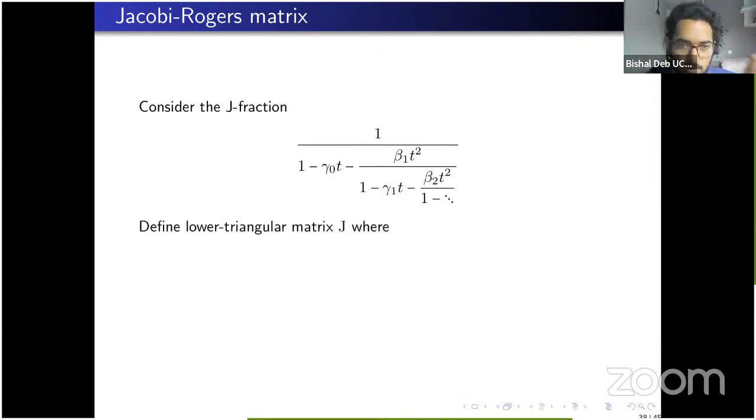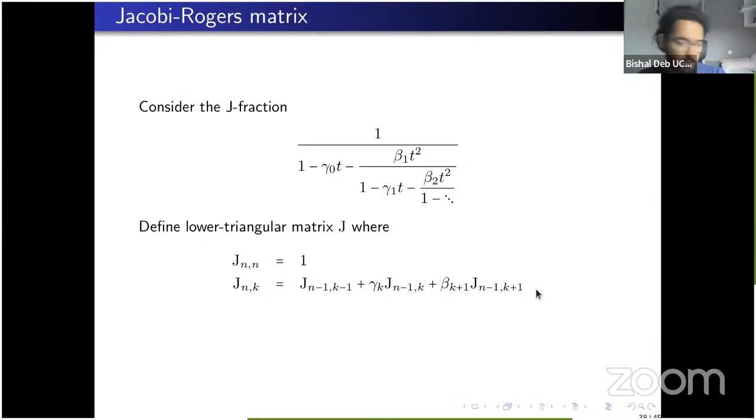Now, from this J-fraction, you can define a certain lower triangular matrix J. It's a unit lower triangular matrix, so the coefficients on the diagonal are simply 1. And J_{n,k} is given by this 4-term recurrence: J_{n,k} is J_{n-1,k-1}, plus gamma_k times J_{n-1,k}, plus beta_{k+1} times J_{n-1,k+1}.